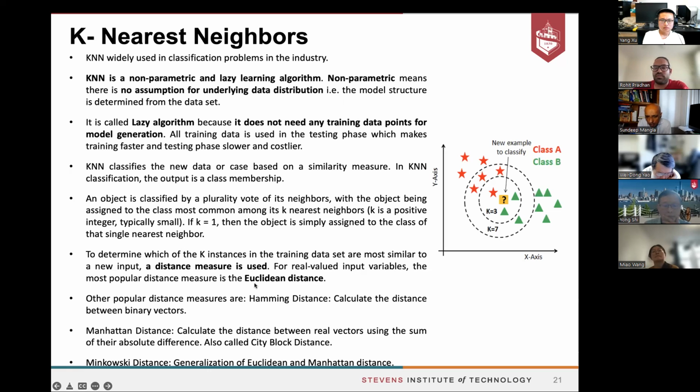The commonly used distance measures are Euclidean distance, then we have Hamming distance as well as Manhattan distance and Minkowski distance. So based on the distance measure used, if we have k equal to 3 and this is the new data point to be classified, which class will it go into? Right now we have a majority of two classes, two triangles or the green class. So it will naturally fall into class B.